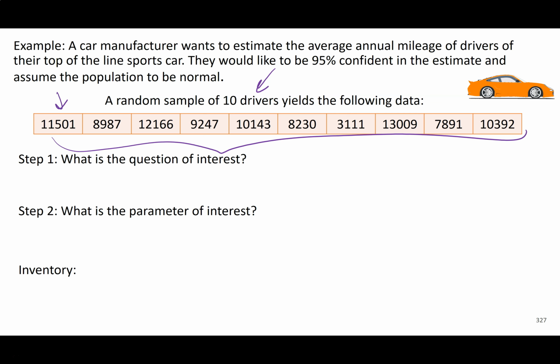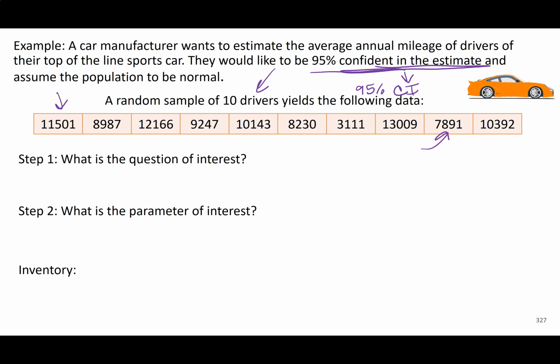So person 1 went 11,501 miles on their car that year. Person 9 went 7,891 miles. Now we're going to break this down step by step. They want to be 95% confident in the estimate. This tells me right away I'm going to be doing a confidence interval.